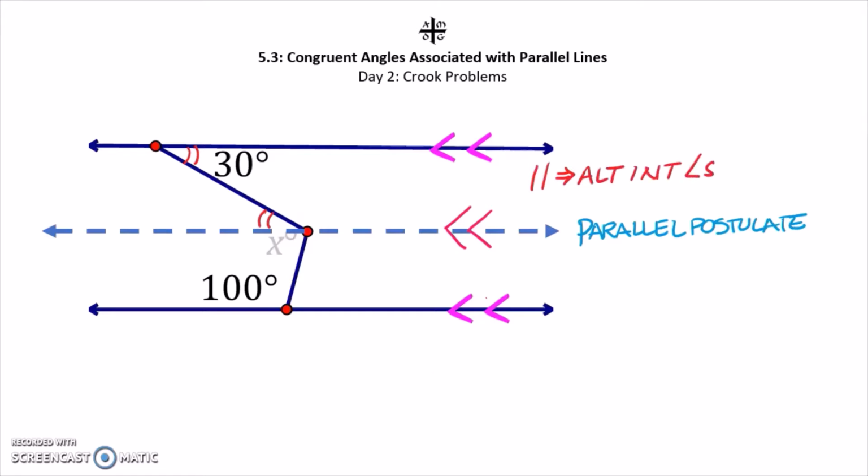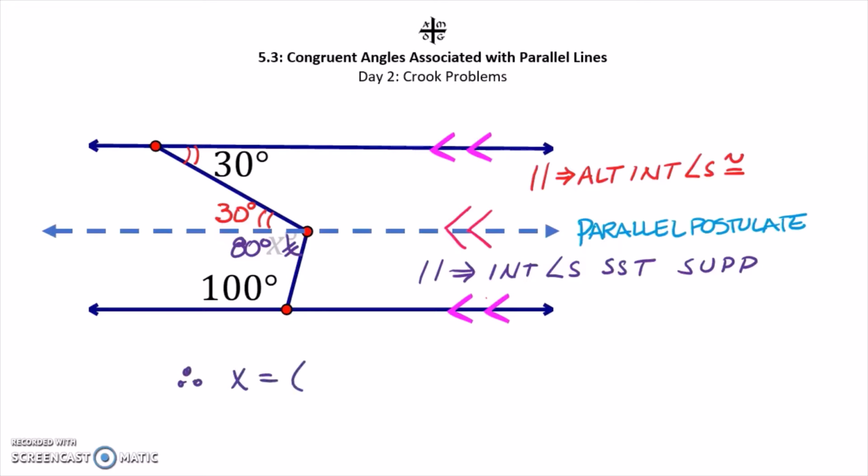Now that we've reached the x, we want to start at the bottom half of the Crook problem. And there we can see that if we have parallel lines, then interior angles on the same side of the transversal are supplementary. So the supplement of 100 is 80. Then our angle, or our value of x, is going to be the sum of 30 and 80, which is 110.